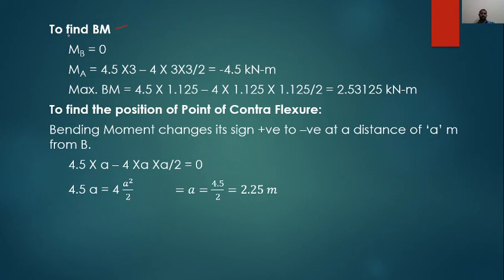and let us take the bending moment diagram. For this we need to calculate bending moment at various points. First of all, bending moment at B is 0. At a prop end, bending moment will always be 0.